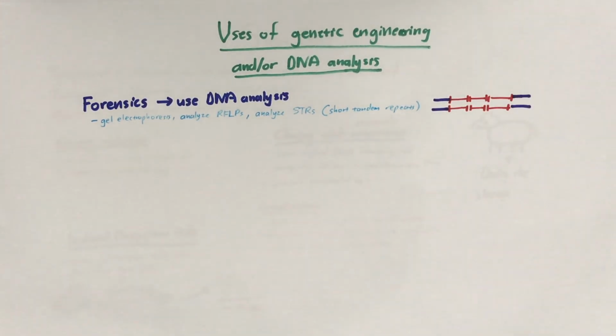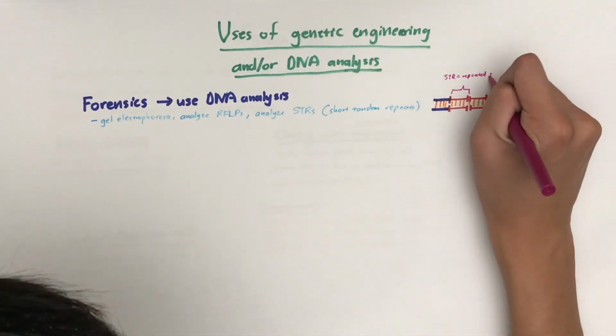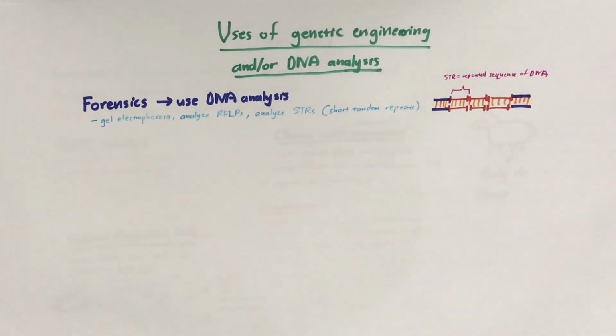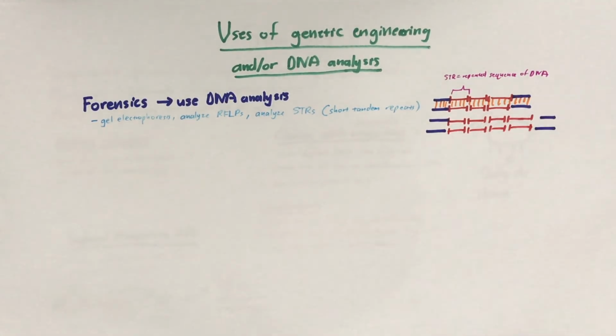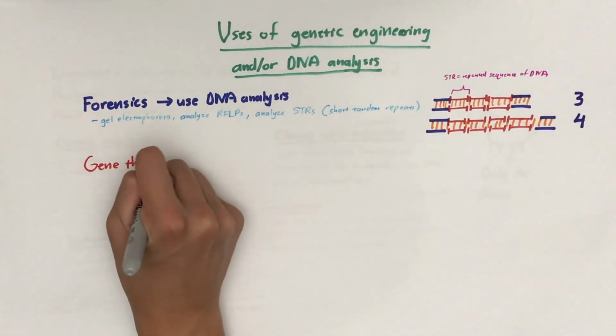They're basically short sequences of DNA that are repeated over and over again in a DNA sequence, but the number of times that it's repeated may differ. For instance, like in this drawing, you can see that these two individuals have 3 and 4 STRs respectively, and by comparing this among different genes, you can accurately determine the suspects of a certain crime.